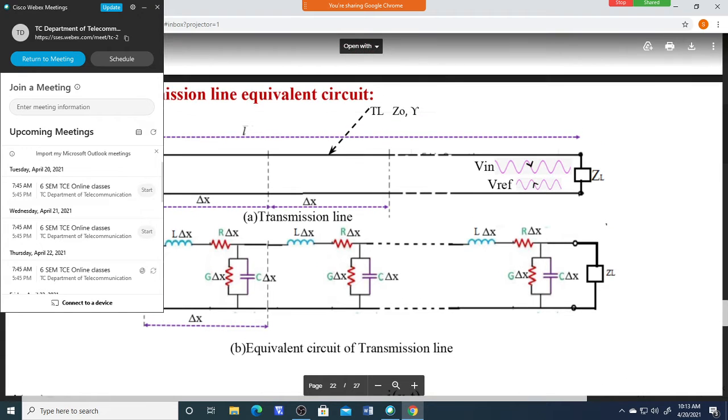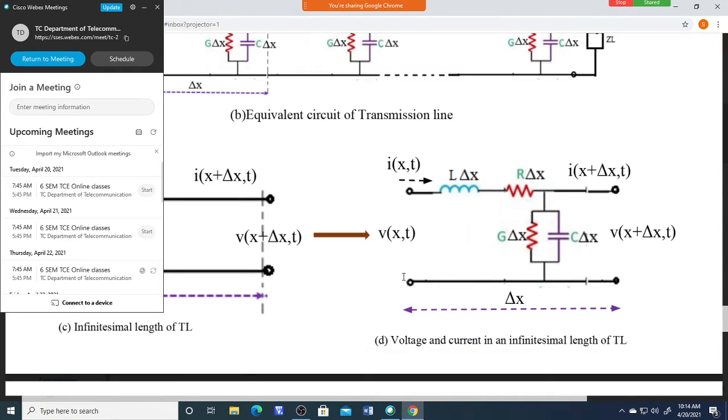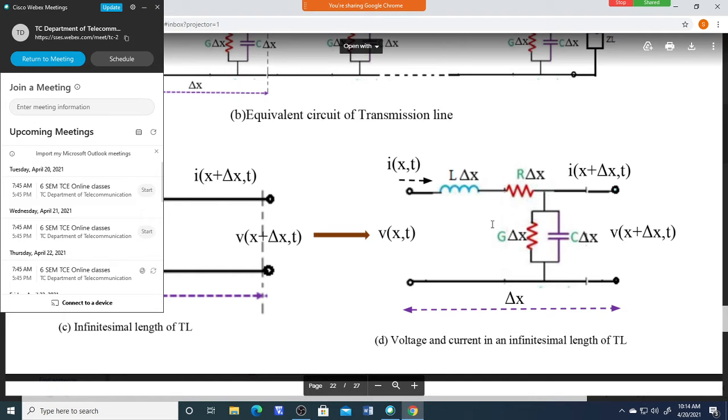Okay, so now as the signal travels, at RF and microwave frequency, the signal transmission feels like it is passing through all these components. Okay, so each small length delta x behaves like a combination like this.